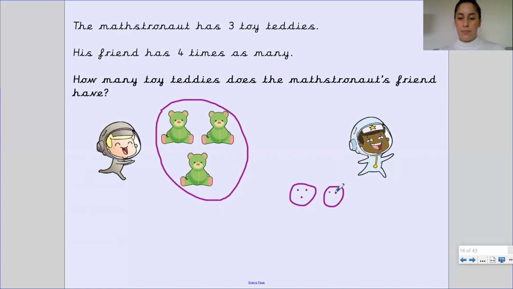2, 3, 4. And these dots represent the teddies.